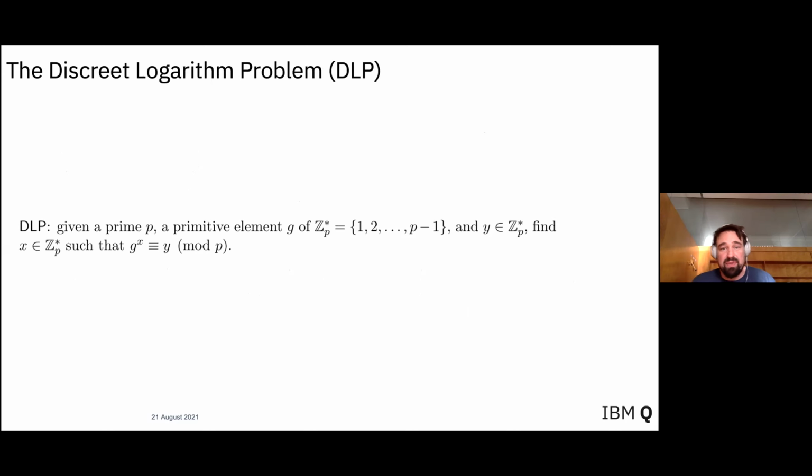So if you're not familiar with that problem, it's the following problem. You're given a modular group, so integers 1 to some large prime number p, so you have this list of 1 to p minus 1, and that group is basically just multiplication of those numbers modulo that large prime number.